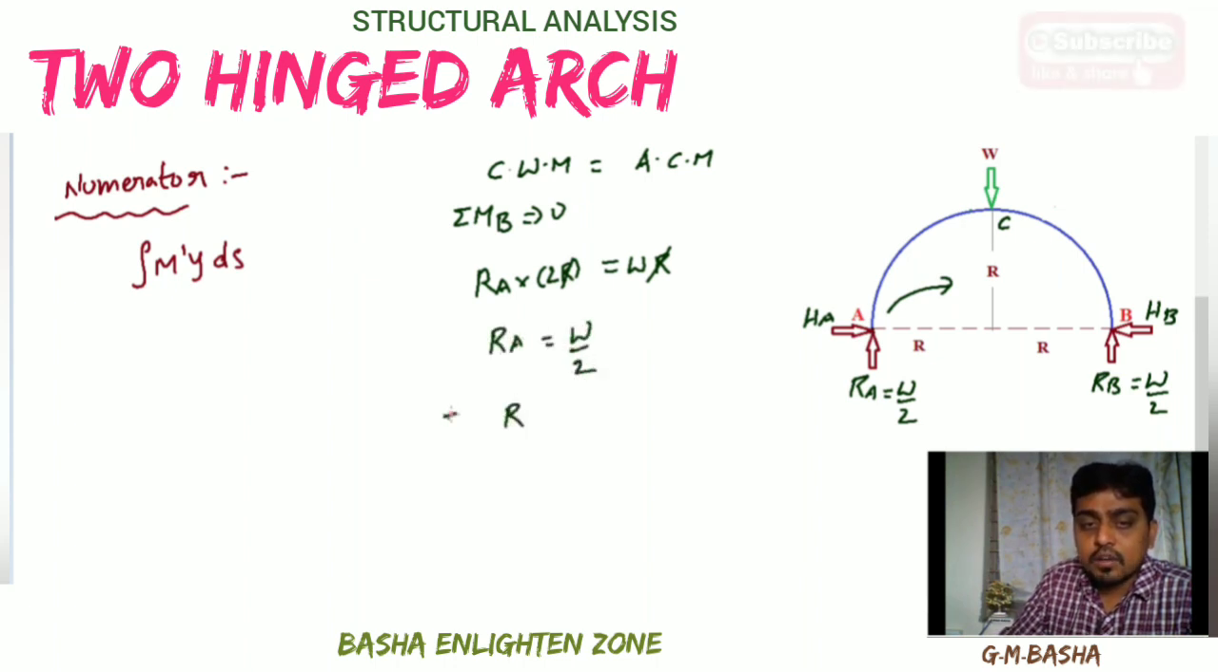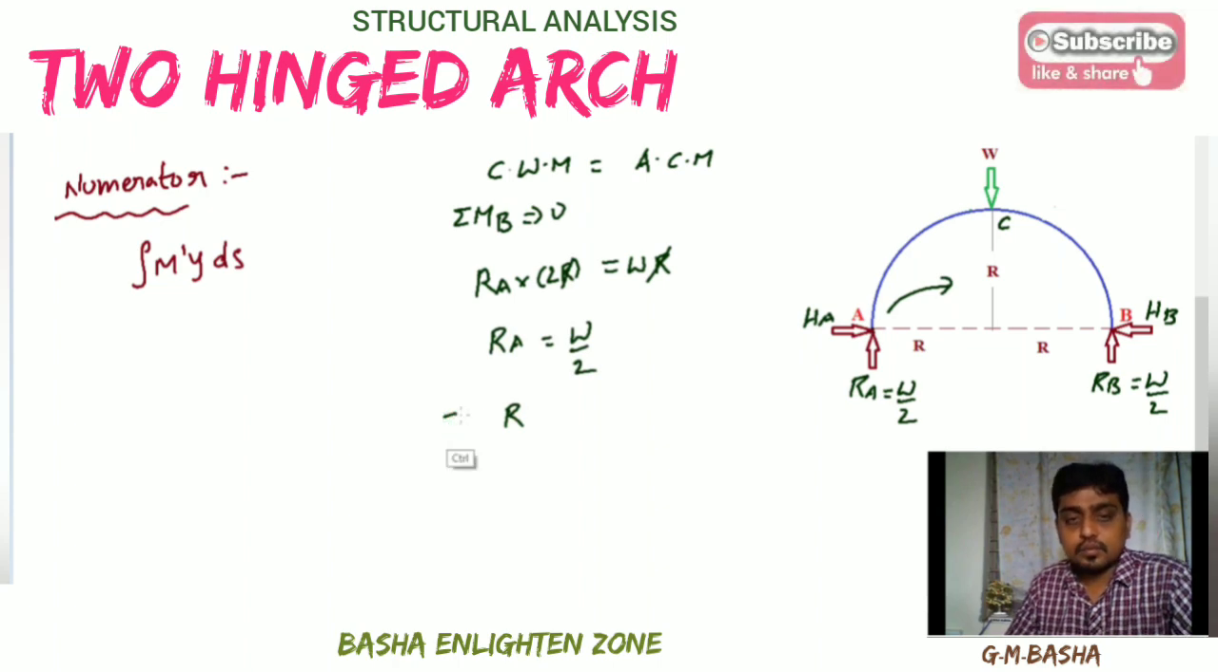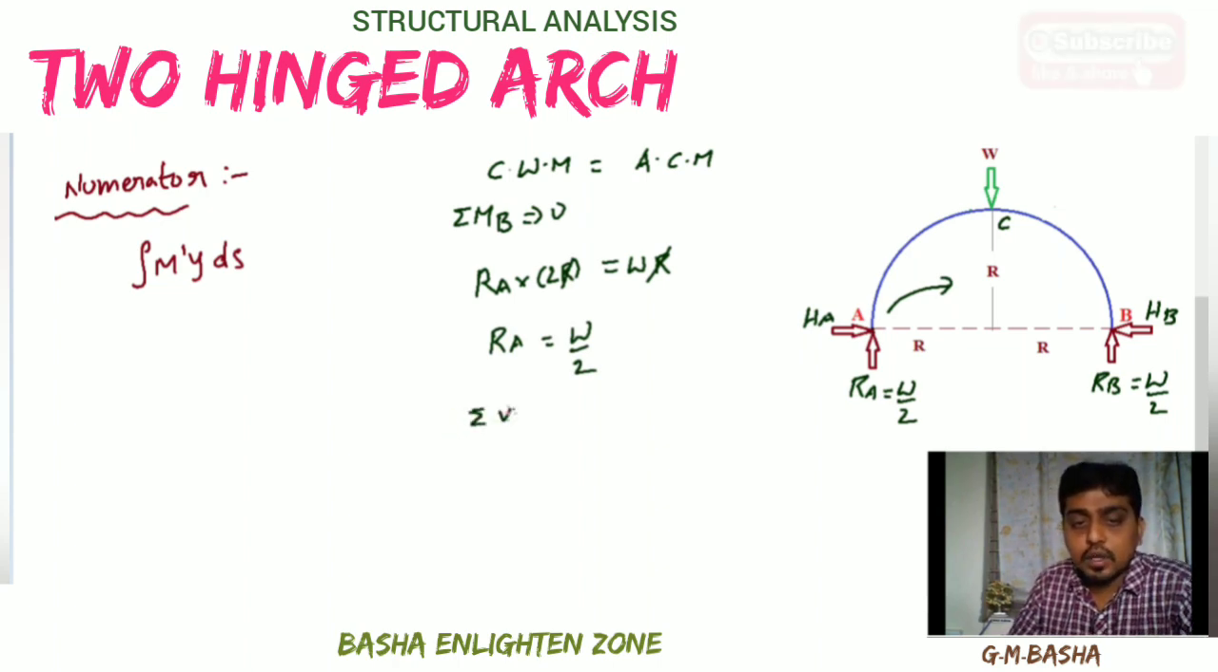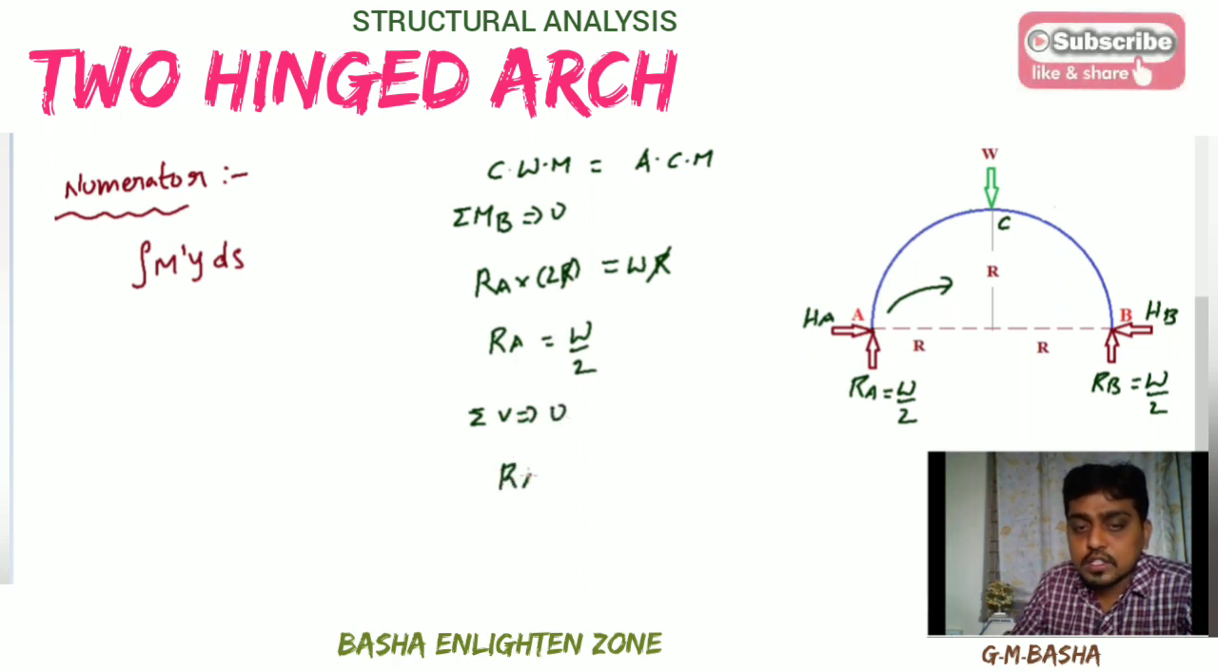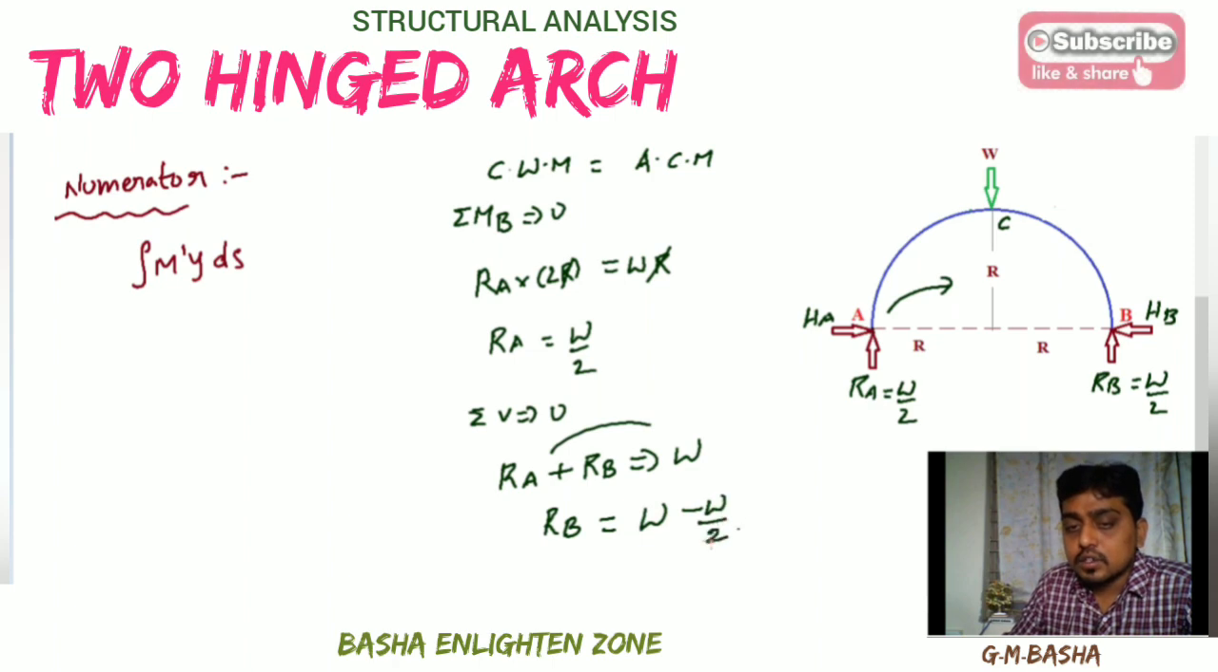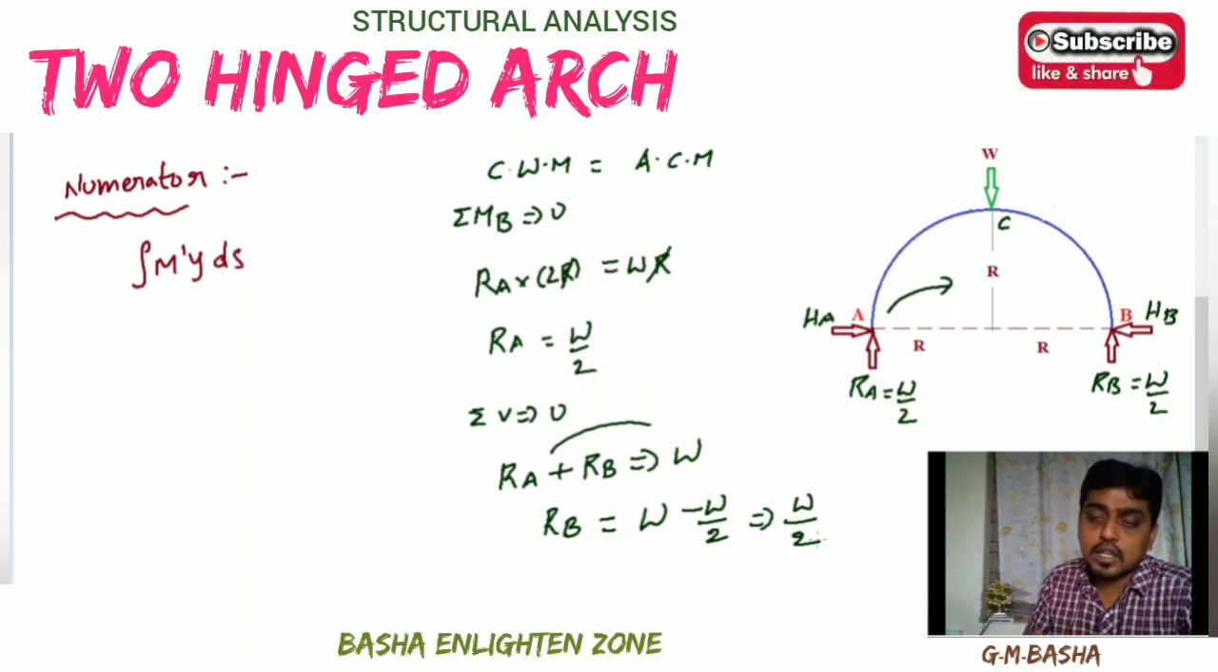Sigma V will be equal to 0. Therefore, the sum of the forces acting on the arch, Ra plus Rb, both acting upwards, so Ra plus Rb equal to W. You already know the Ra value, therefore Rb will be equal to W minus W by 2. If you simplify, 2W minus W, you will get W by 2. So this is the procedure for solving reactions at the supports. Otherwise you can take down directly also, Ra and Rb will each be W by 2.